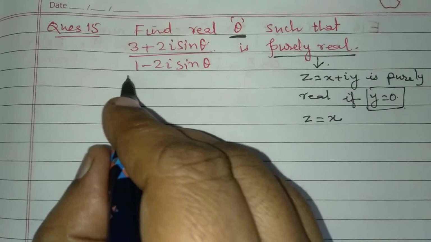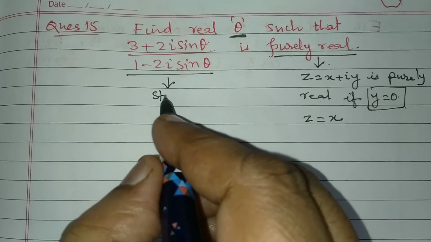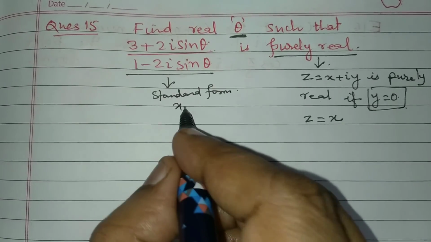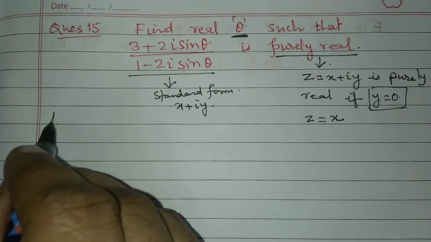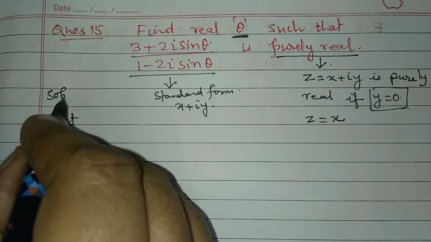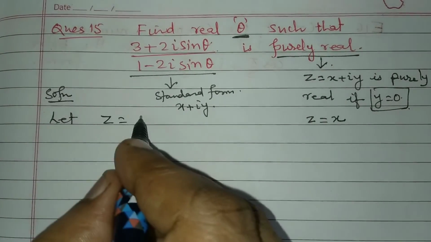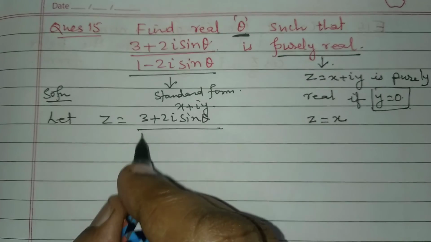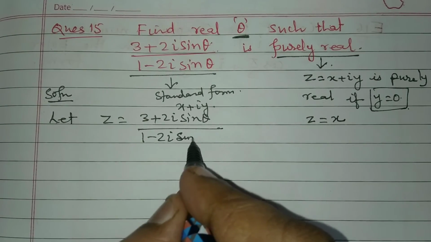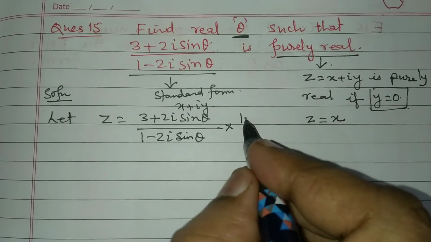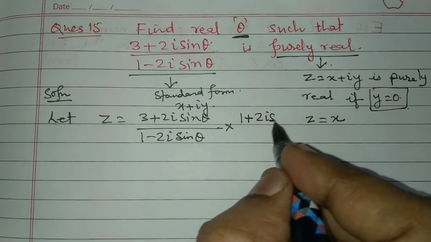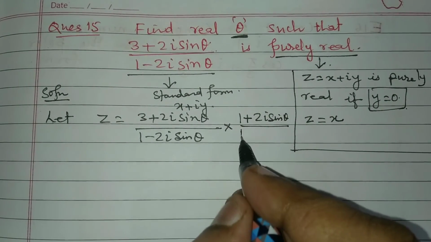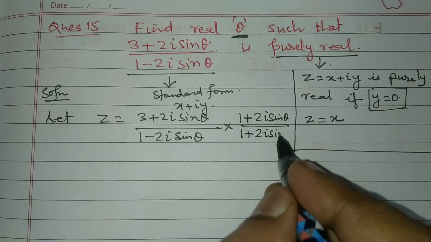So first of all, we have to write it in standard form, which means x plus iy form. Let z be equal to (3 plus 2i sin theta) divided by (1 minus 2i sin theta). So we have to multiply numerator and denominator by the conjugate of the denominator, that is 1 plus 2i sin theta.